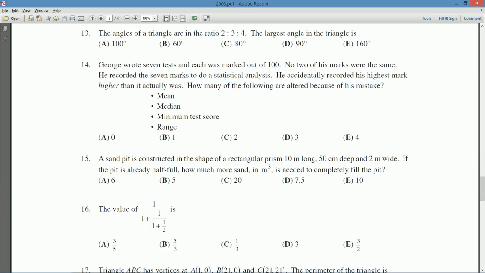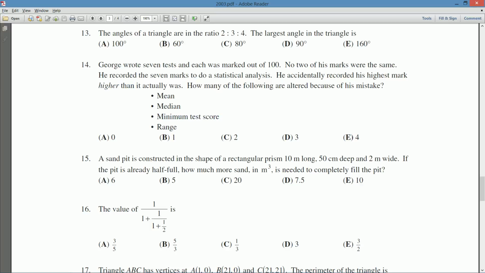Alright, so what have we got here? Mean, median, minimum test score, and range. I don't think that's going to be affected by his highest test score going higher, so definitely 4 is not the right answer. Of the 3 that we can't rule out immediately, minimum test score, I'd say everyone should realize off the bat has nothing to do with the highest mark. Of these remaining 3, some involve a calculation using the value of the highest mark.